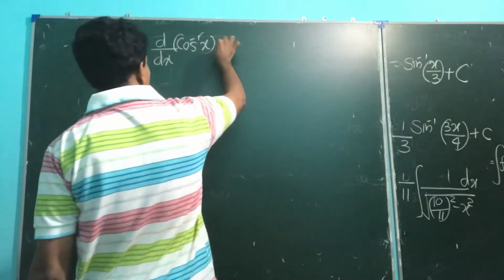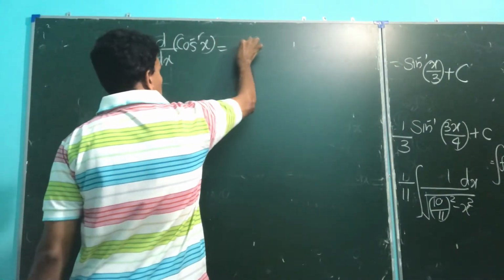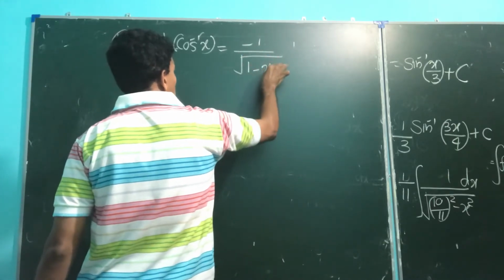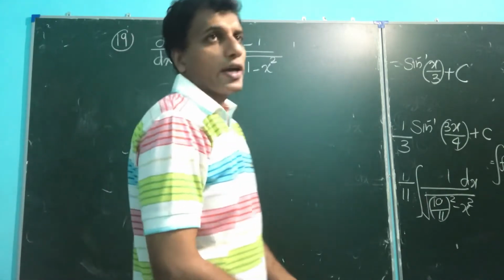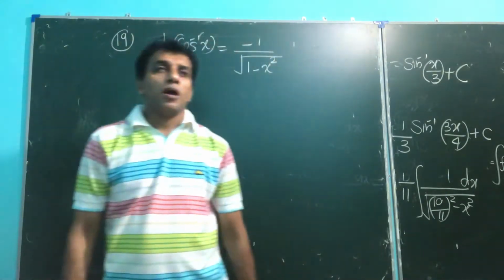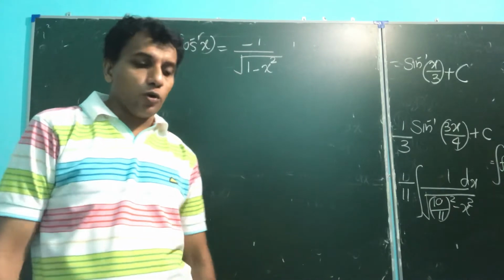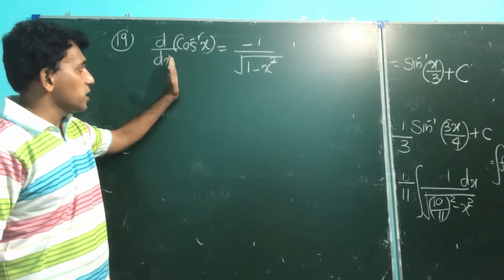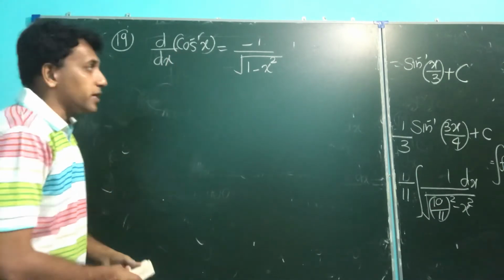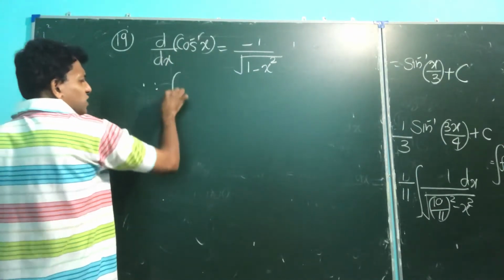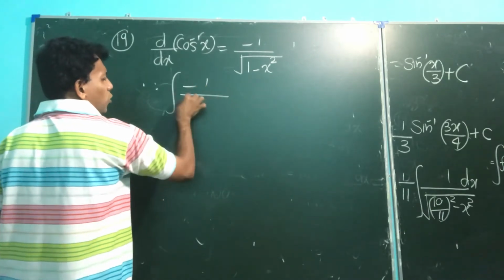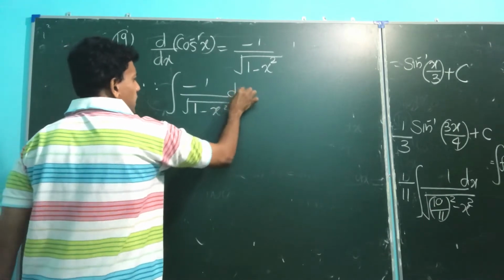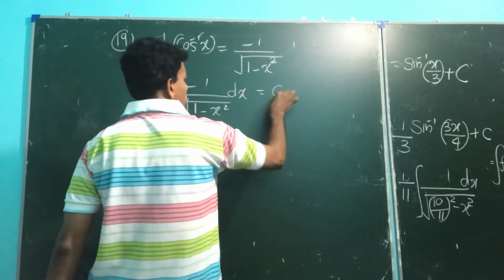So, cos inverse, what is the answer? Minus 1 over square root of 1 minus x square. Okay, the derivative of cos inverse is minus 1 over square root of 1 minus x square. So this differentiation answer is that. Therefore, integral of minus 1 over square root of 1 minus x square is cos inverse x.